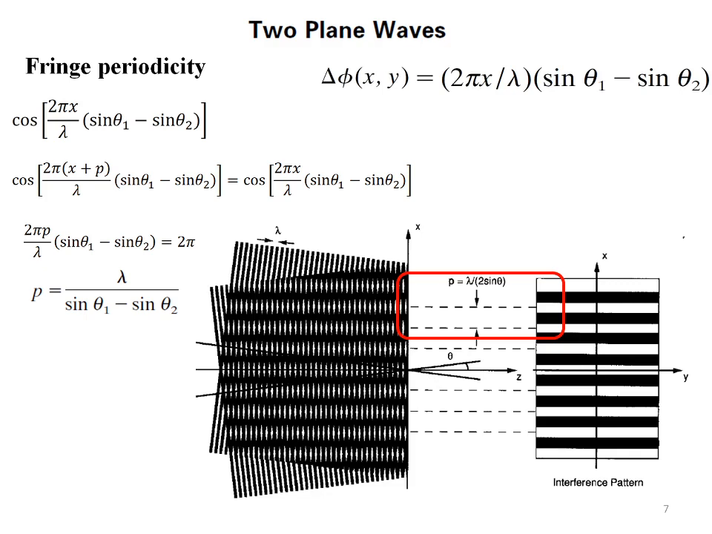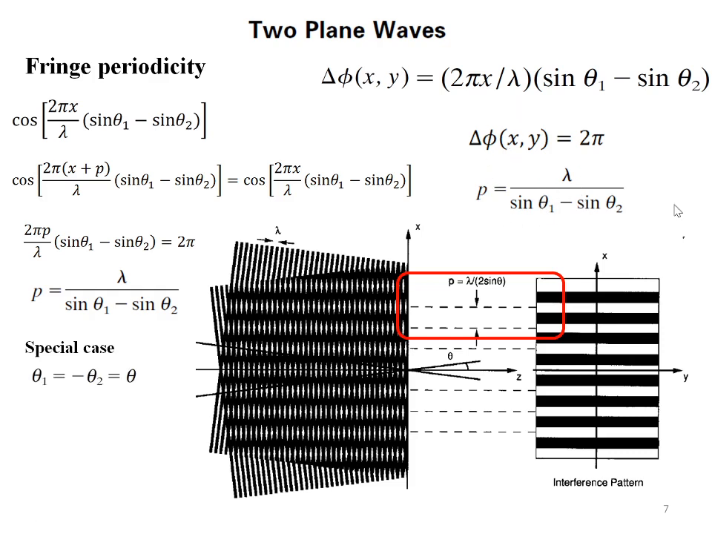Before I move to the special case, there is another way of doing this. We could have done it another way also. We know the phase difference between the two waves is given by this, and for constructive interference, what should be the phase difference? That should be 2 pi, isn't it? If I put this 2 pi on this side, I can rearrange the things and find out from there what should be the periodicity p. So p should be equal to lambda upon sine of theta 1 minus theta 2.